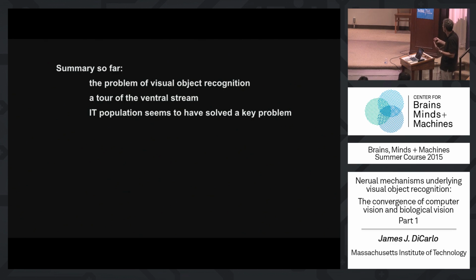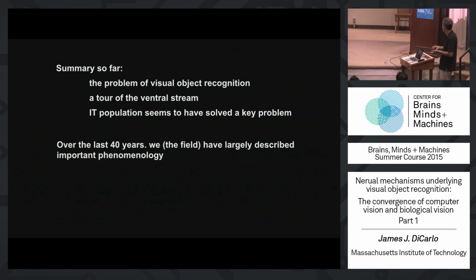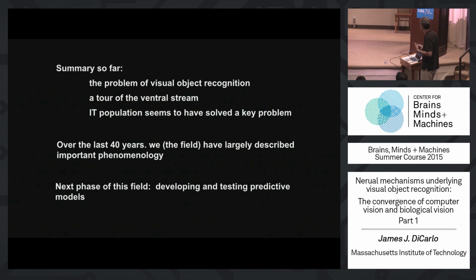I told you that the IT population seems to have solved a key problem, this invariance problem that I set up. One way to step back and say it is that over the last 40 years or so, from Charlie Gross or even Hubel and Wiesel, the field of ventral stream physiology has largely described important phenomenology. Even that last study is sort of population phenomenology. And so now we need more advanced models. The next phase of the field is developing and testing these predictive models that I motivated at the beginning, but haven't given you much of yet. So this was hopefully a bit of history and sets the context for where we are.